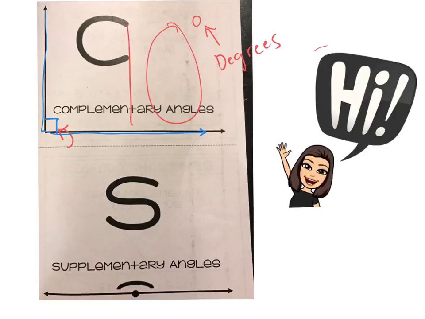Next, we have on the bottom a supplementary angle. This is a straight line. When it is a straight line, that is supplementary. And supplementary is 180 degrees. And a way that I like to remember that it's 180 degrees, if you connect one side to the other side, it makes half of a circle, and half of a circle is 180 degrees.